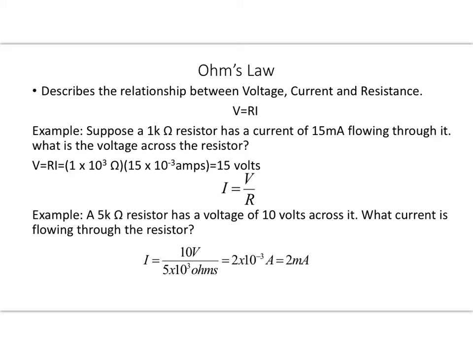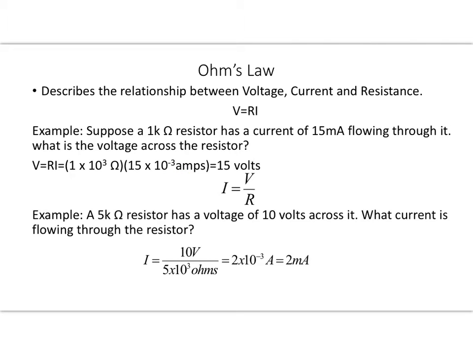Okay, so the first one is, suppose you have a 1 kiloohm resistor and you've got a current of 15 milliamps flowing through it. We want to know what is the voltage across the resistor. Okay, so we're going to use this formula, V equals RI. Notice that we've got to use the appropriate scientific notation for kiloohms and milliamps. So 1 kiloohm is 1 times 10 to the plus 3 ohms. 15 milliamps is 15 times 10 to the negative 3 amps.